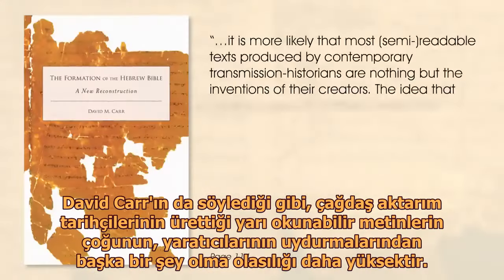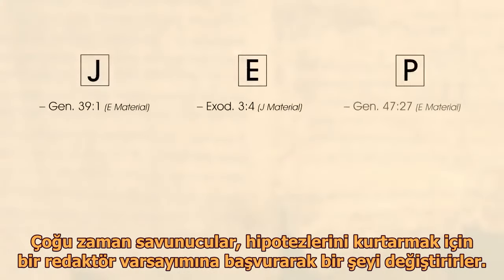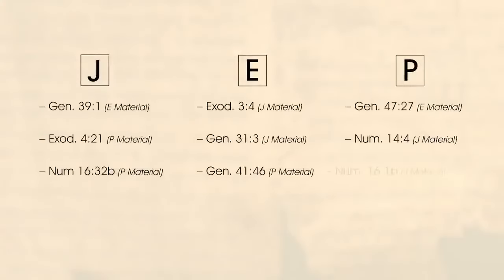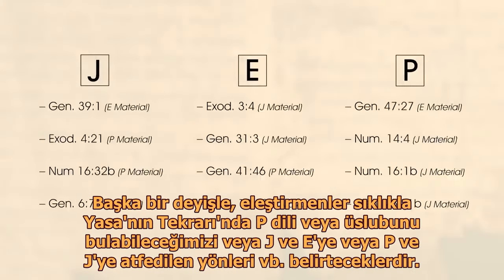Another issue with the documentary hypothesis is pointed out by scholars like Dwayne Garrett and Benjamin Kilker. Often proponents simply resort to a redactor changing something to save their hypothesis. In other words, often critics will point out we can find P language or style in Deuteronomy, or aspects attributed to J and E, or P and J, etc. Proponents often resort to claiming this is the work of a later redactor that combined the sources and then took language from one source and added it to another.